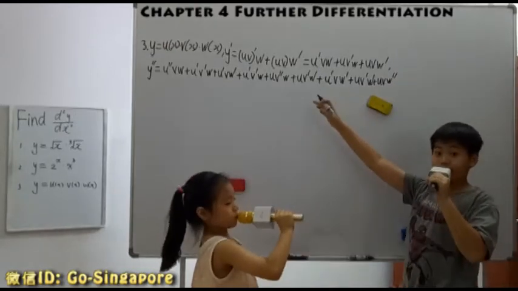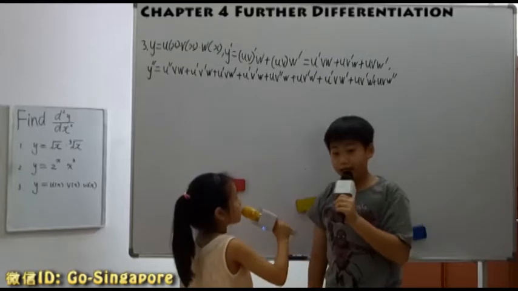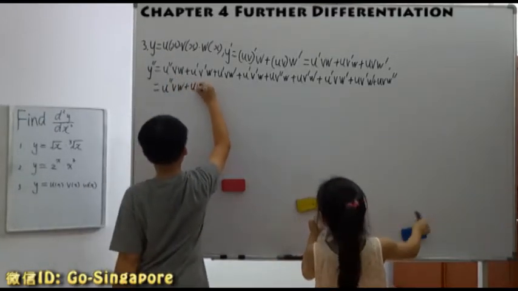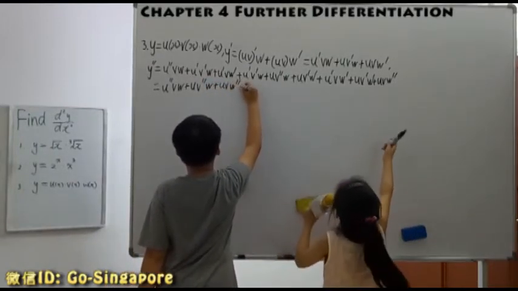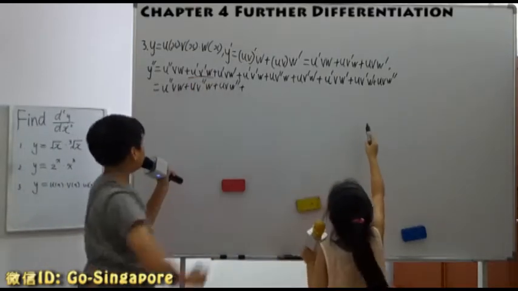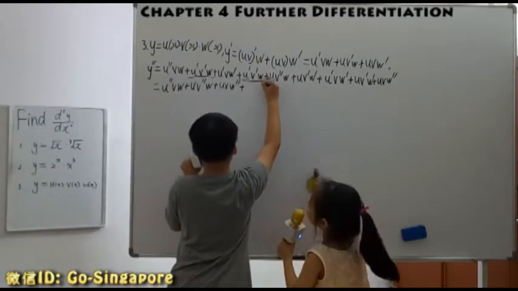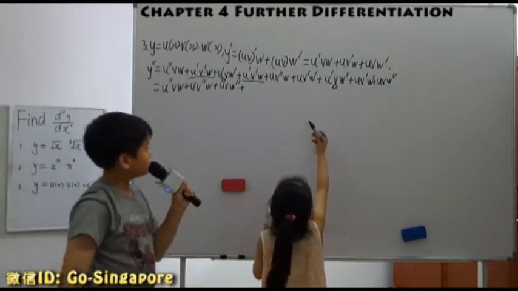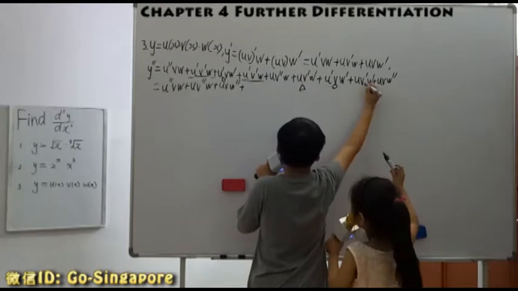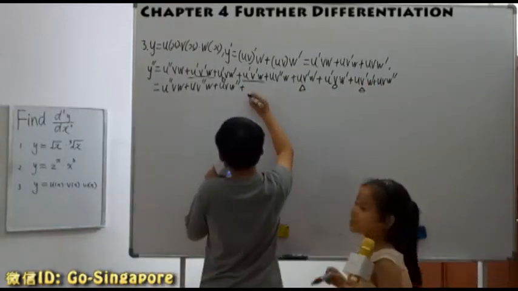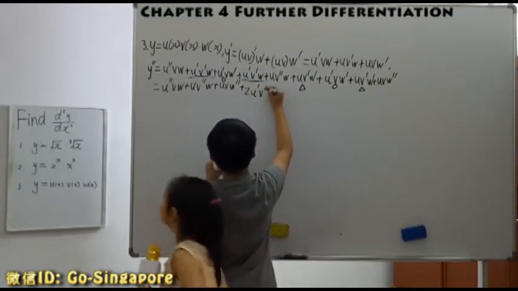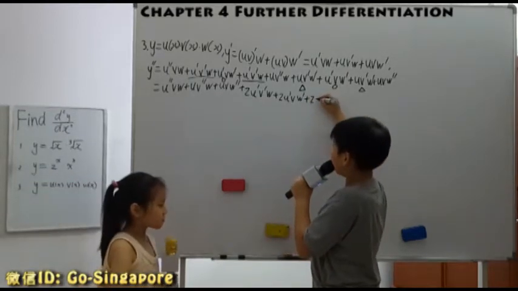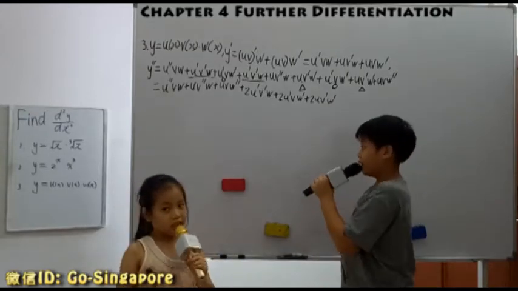So let's rearrange. We can combine some. I'll show you which. For this, what can we combine with? Two of this, then two of this, then two of that. Is there anything that we can relate this to?